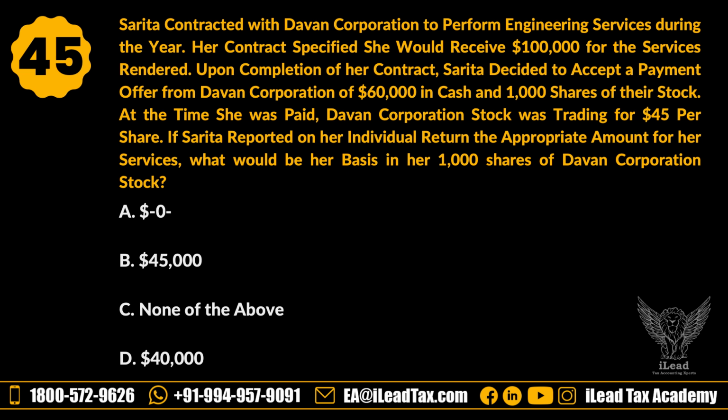Sarita contracted with Dawan Corporation to perform engineering service during the year. Her contract specified she would receive 100,000 for the service rendered. Upon completion of her contract, Sarita decided to accept a payment offer from Dawan Corporation of 60,000 in cash and 1,000 shares of their stock. At the time she was paid, Dawan Corporation stock was trading for 45 per share. If Sarita reported on an individual return the appropriate amount for her services, what would be her basis in her 1,000 shares of Dawan Corporation stock? Let's see the options. Option A 0, option B 45,000, option C none of the above, option D 40,000.